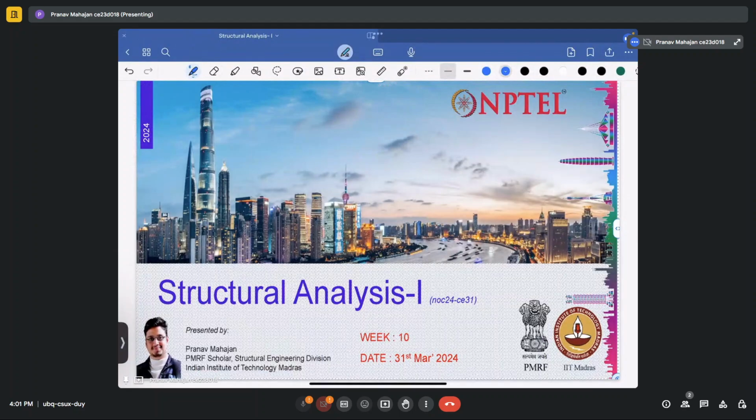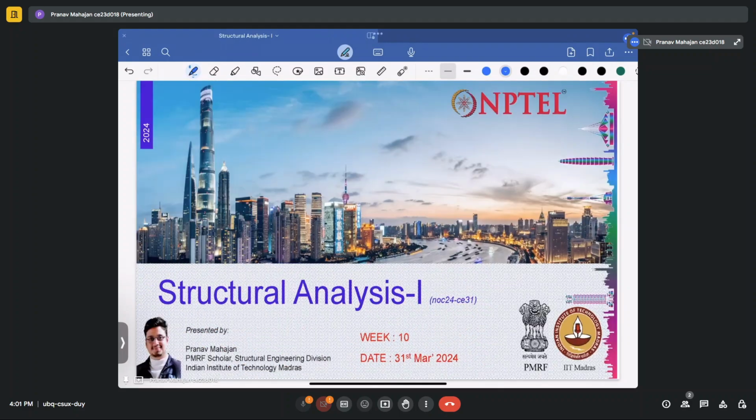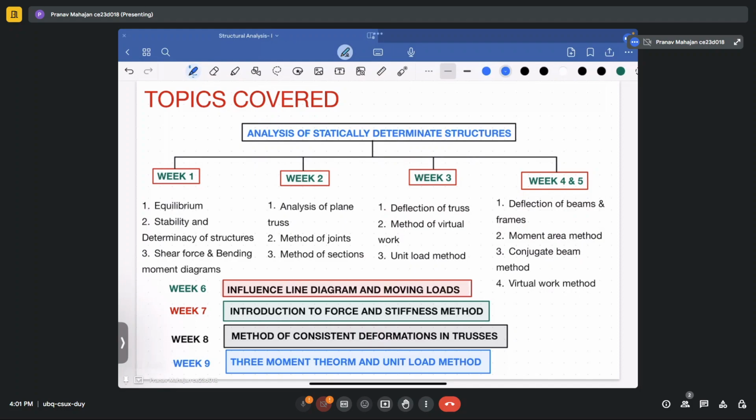So, this is the 10th week of this structure analysis course, wherein we have covered up to the major parts of the course, and we have dealt with the problems related to determinate as well as indeterminate structures till now. We have come across various problems and how we can solve them using various methods. For determinate structures, we have the method of virtual work, unit load method, conjugate beam method, moment area method.